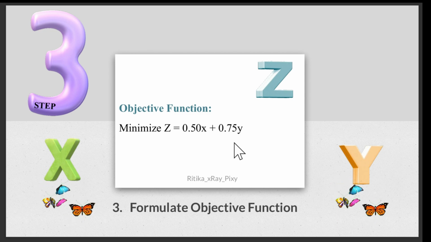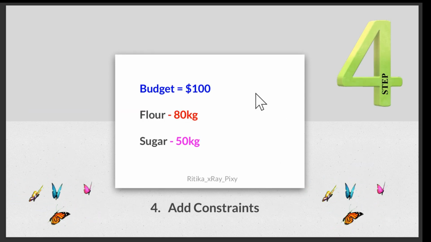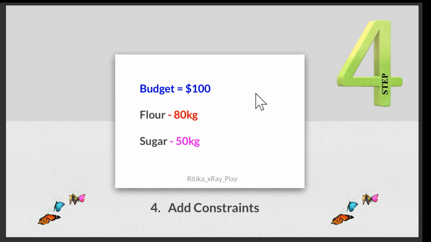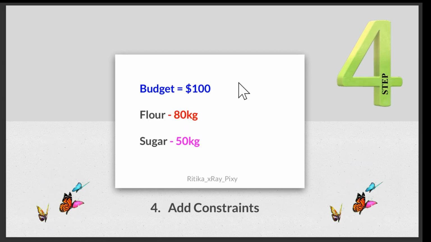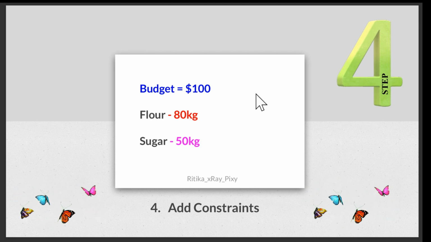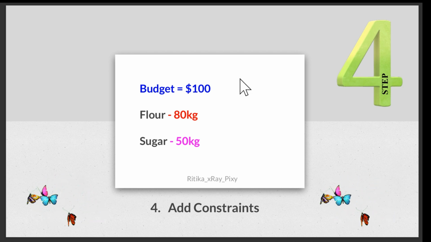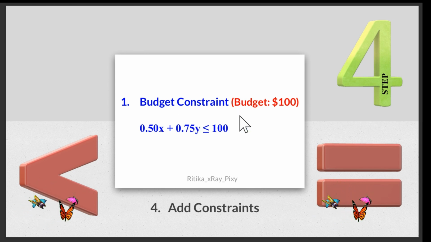Done. Now we will add the constraints. So here we created the objective function. Now we will add the constraint. So here we have the budget. Suppose we have a budget of $100, and we need at least 80 kilograms of flour and 50 kilograms of sugar. So here we have the first constraint, that is the budget constraint.